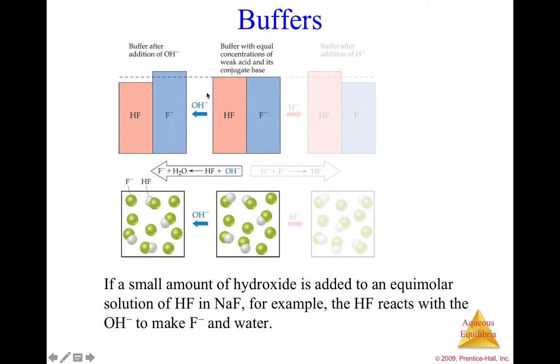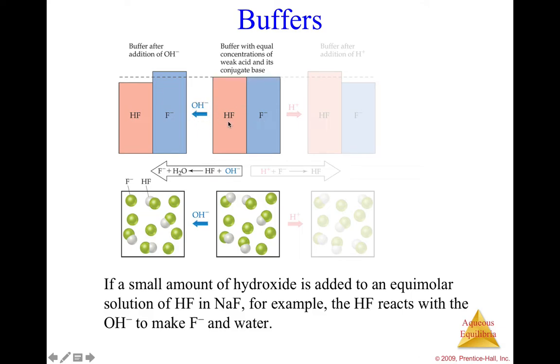And what we're looking at in this animation, we're adding a small amount of hydroxide. So let's read this. If a small amount of hydroxide is added to an equal molar, that just means the same number of moles, solution of HF and NaF, so weak acid, conjugate base, Na is a spectator ion. For example, the HF reacts with the hydroxide to make F minus in water. So what are we looking at here? We have a buffer. We'll talk about buffers for the next couple slides, but right now, a buffer is a solution that contains a weak acid and its conjugate base. In this example, I'm adding some strong base.